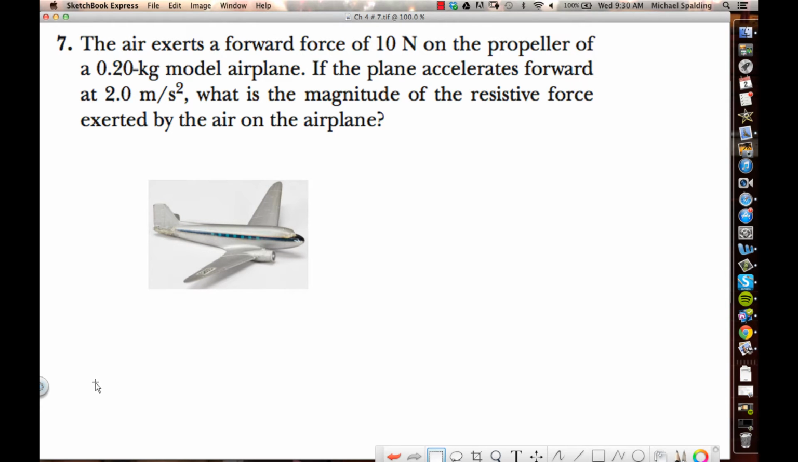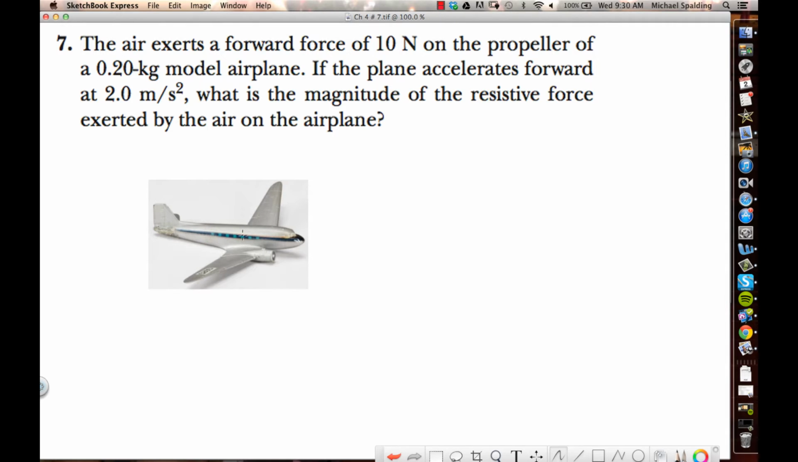Okay, so we have this toy airplane. I got this off the internet because I can't draw an airplane. And the air exerts a forward force of 10 newtons on the propeller of a 0.2 kilogram model airplane.